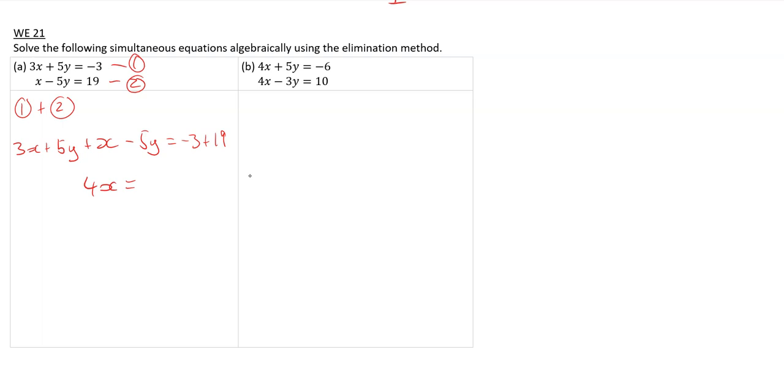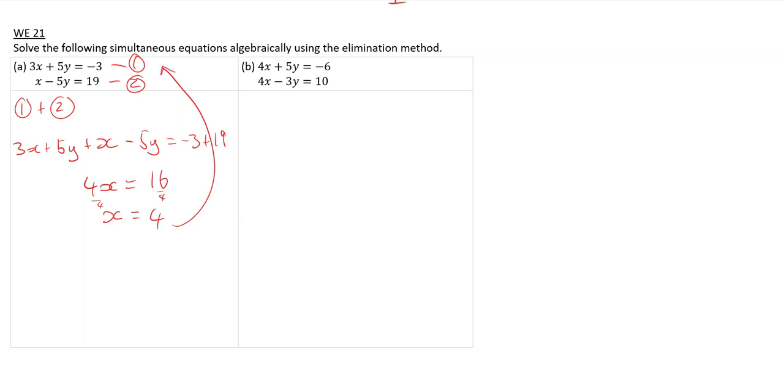Negative 3 plus 19 is clearly going to be 16, and I've got 4x equals 16, then x, dividing both sides by 4, and x equals 4. I could then test that by substituting that in, and I'll let you guys do that. And you can see that if you sub in x equals 4 into equation 2, you'll get an answer.